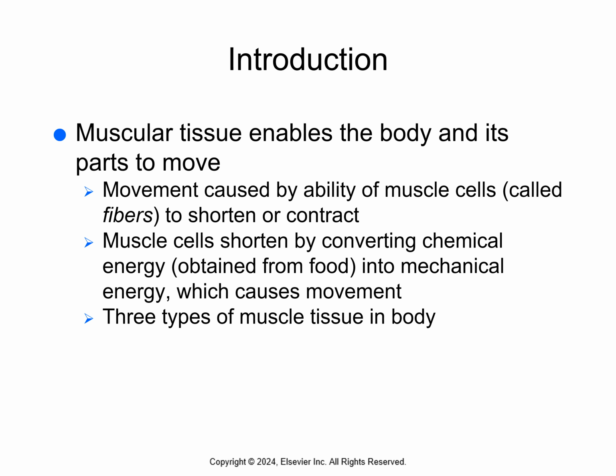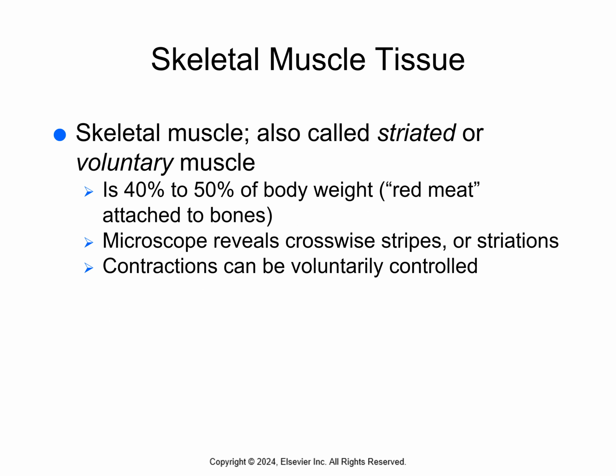Muscle cells shorten by converting chemical energy obtained from food into mechanical energy, which causes movement. So we need an outside source of food, which can create calcium and ATP, and it'll create this movement on the cellular level. And then there are three types of muscle tissue in the body: skeletal muscle, cardiac muscle, and smooth muscle.